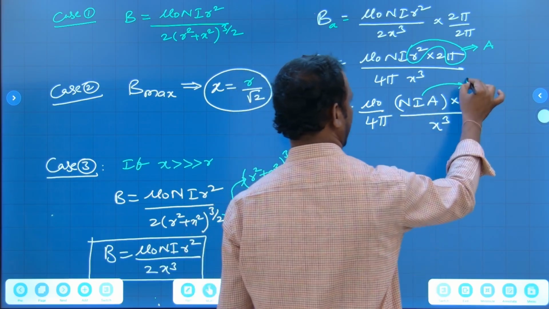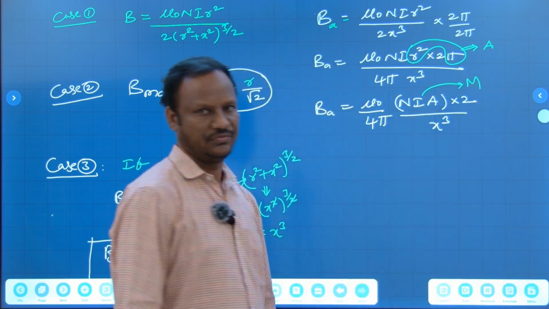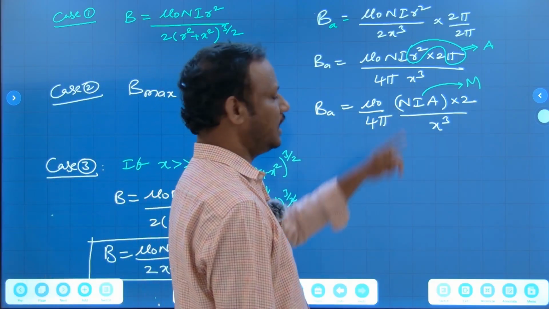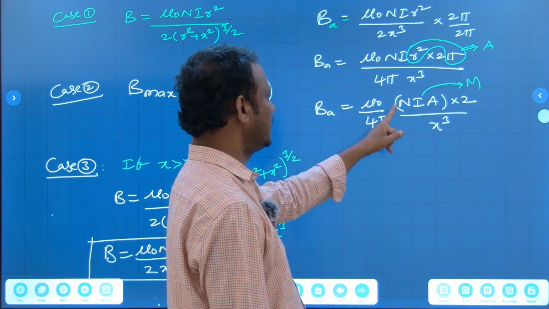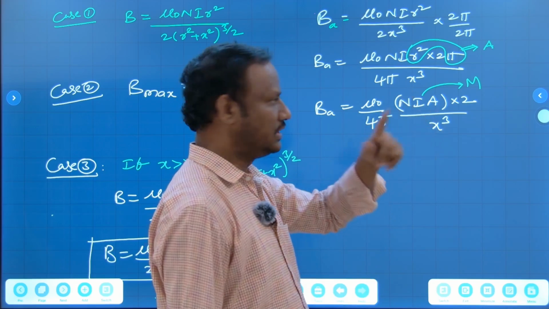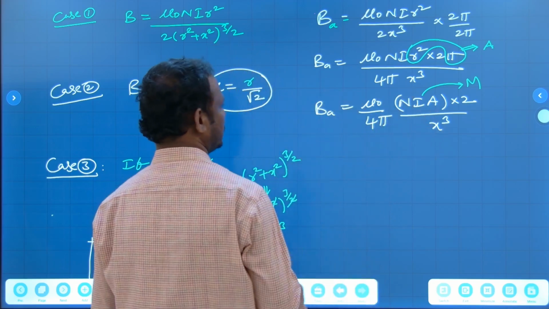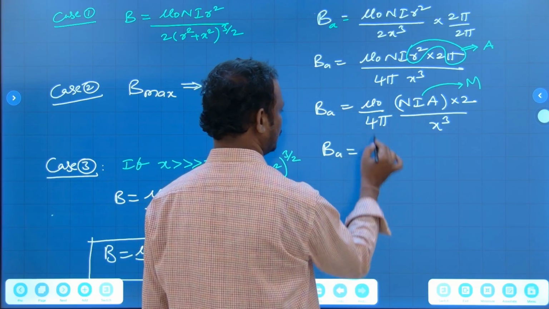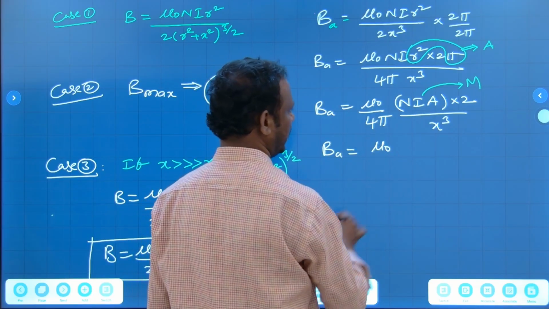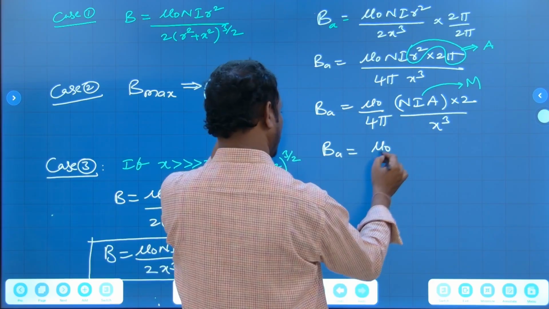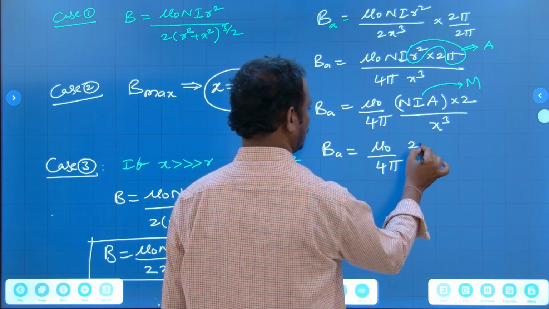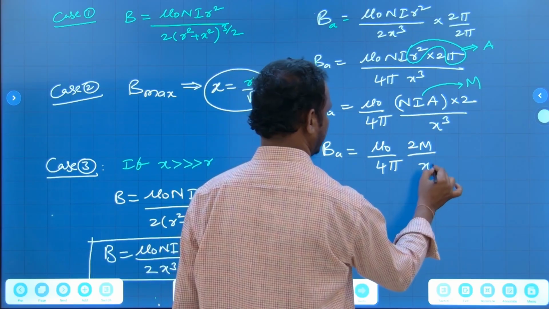It's the magnetic moment of a current carrying conductor, so its magnetic moment is NIA. N is the number of turns, I is the current, A is its area. So B axial is equal to mu naught NIA by 4 pi, which is 2m by x cube.